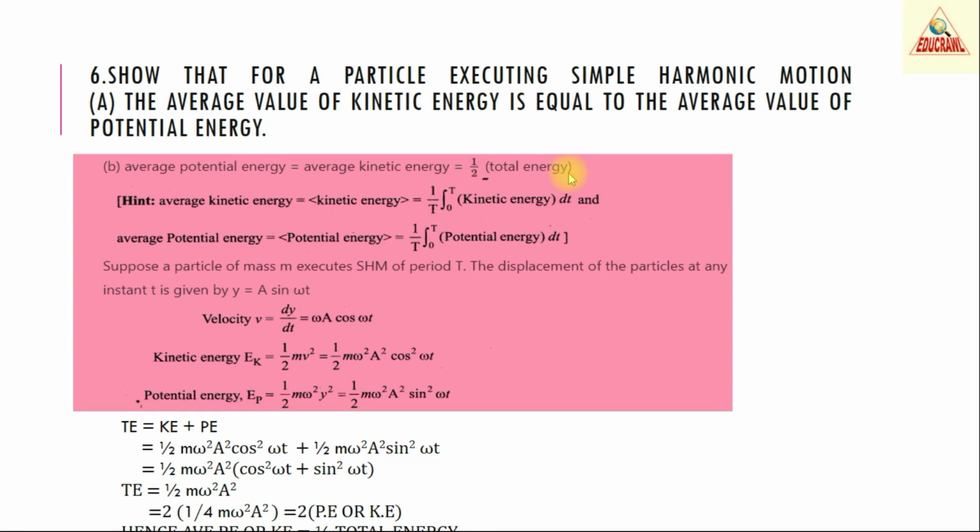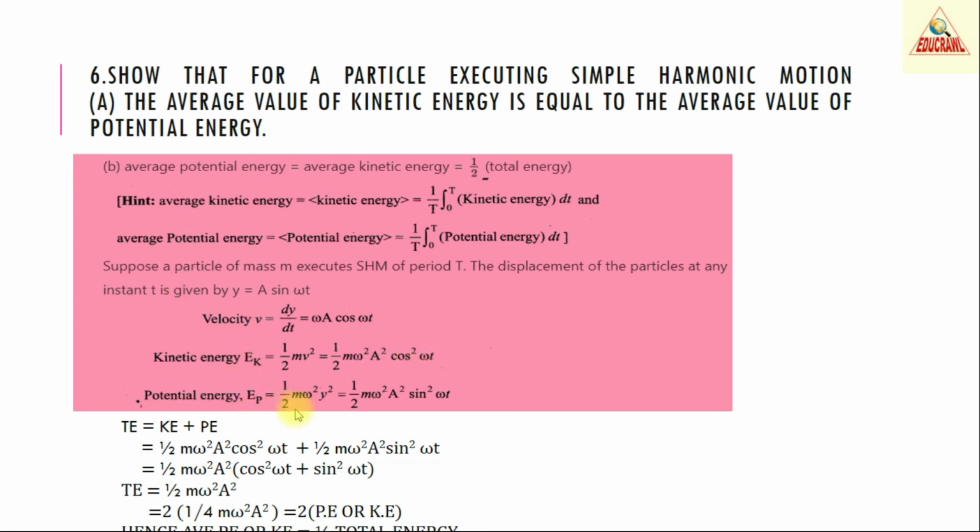half total energy. So for this, we are starting our derivation from the expression for velocity. v is equal to dy by dt, which is equal to differentiating y. y is equal to a sin omega t. Differentiating this with respect to t, we have a omega cos omega t. So kinetic energy is given by half m v squared. So squaring the expression, we have half m omega squared a squared cos squared omega t.